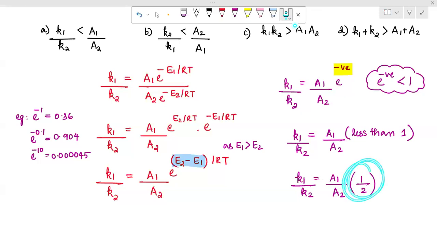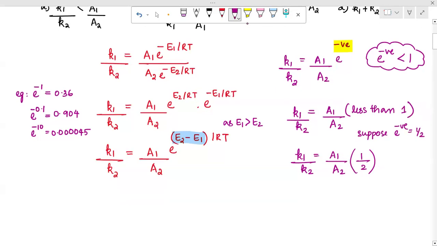Okay, so I have got this, I'll write it over here. Suppose e to the power of the negative number is equal to 1 by 2. Somehow we got 1 by 2, let's say. Then see what the relation is. If I take the 2 to the side, k1 by k2 into 2 is A1 by A2. From this, what can you conclude?